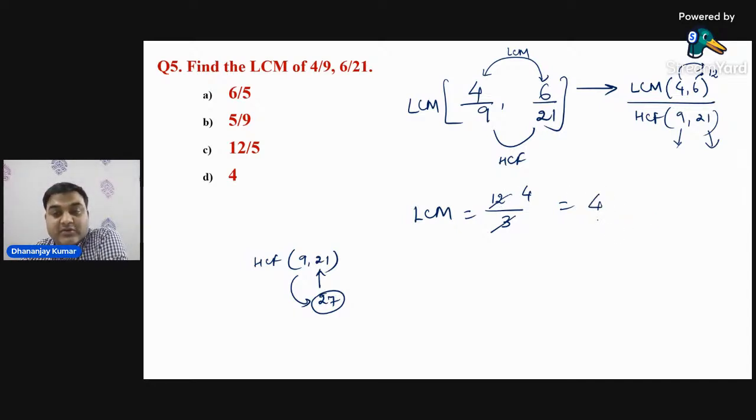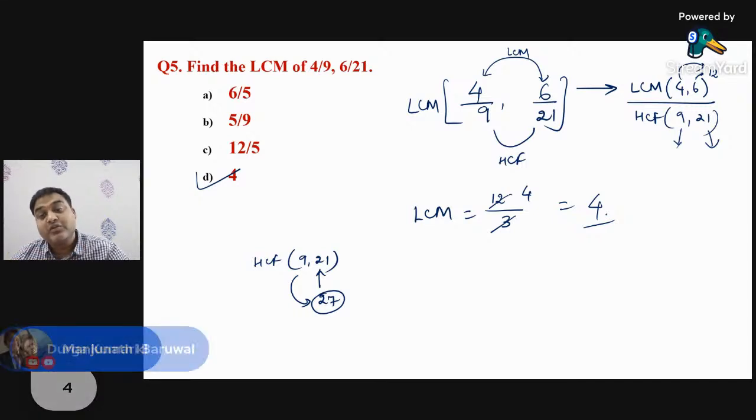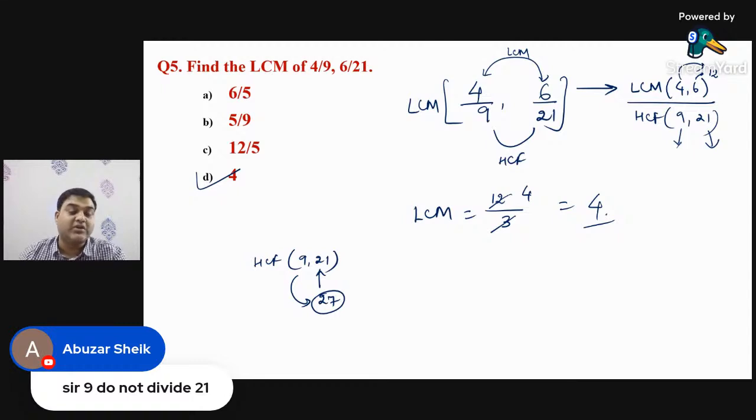Probably that option was there, but other options were not there. I could see Manjunath had given the answer. Durga also had given the answer. Thank you so much, Abuzar. Abuzar, probably I missed your message. He has already told, sir, 9 does not divide 21. Yes, you are right. 9 does not divide 21.